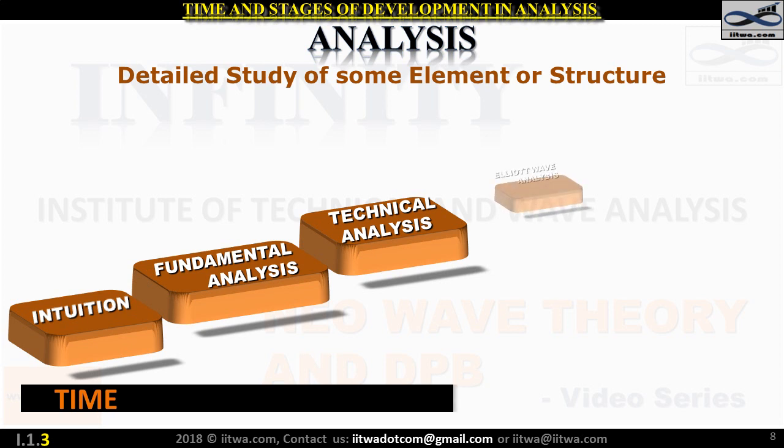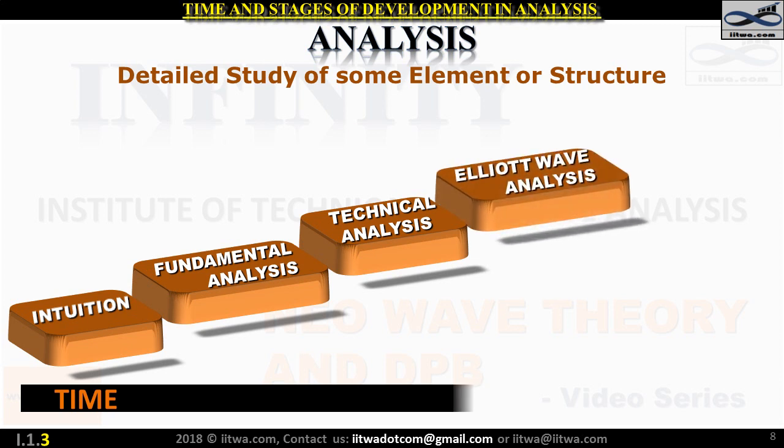Phase 4, Elliott wave or psychological analysis or golden era. With the merging of phases 2 and 3, a new era came into existence, that is, the golden era of psychological analysis, which is what Elliott wave is all about. This type of analysis includes pattern recognition, Fibonacci price and time relationships, and the science of fractals.